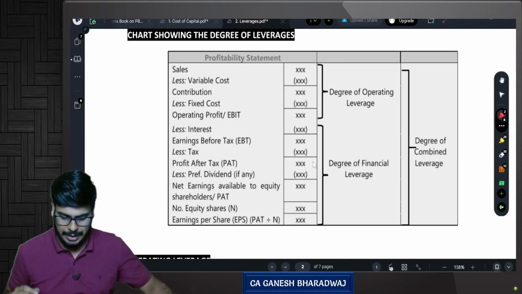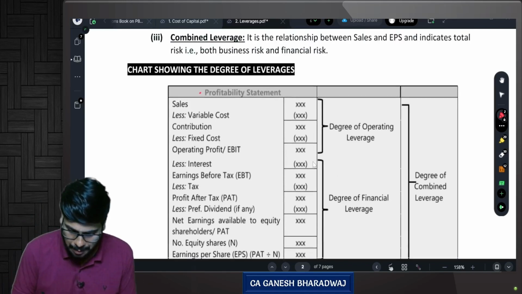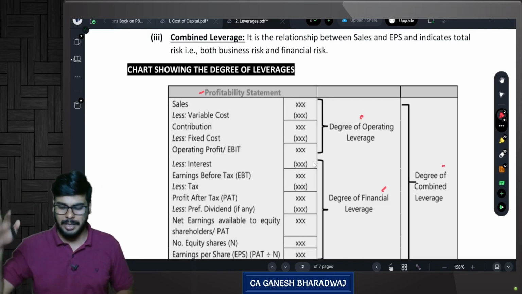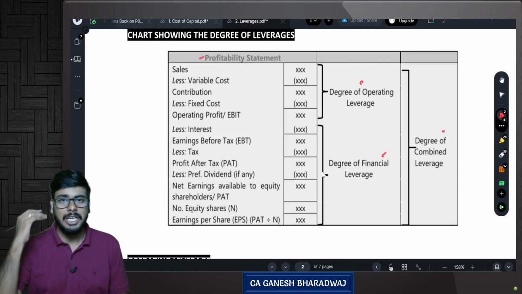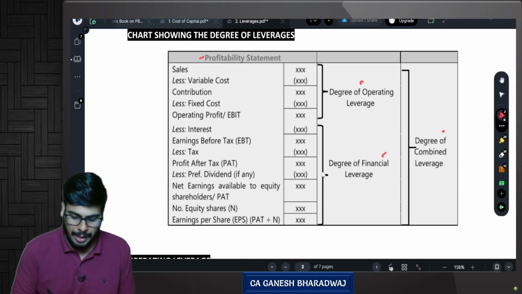Now, look at this. So this is your profitability statement. You ignore all these things. I'm here to explain this. First, let us look at the profitability statement. So how will your profitability statement look like?